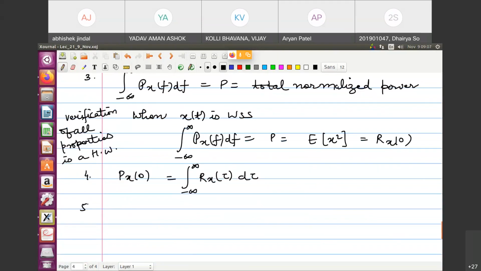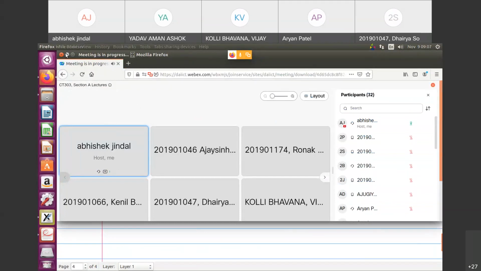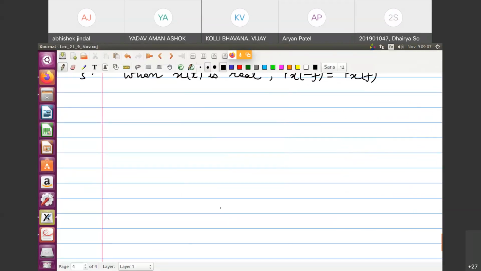And the fifth one, when x t is real, Px of minus f will be equal to Px of f. I think you can recall that when x t is real, the Fourier transform X of f has a magnitude spectrum that is even and a phase spectrum that is odd. From there you can easily relate. Ultimately proving it will require some steps, but you can relate from that fact. If there is anything to say, you are most welcome, but otherwise we will be moving ahead.